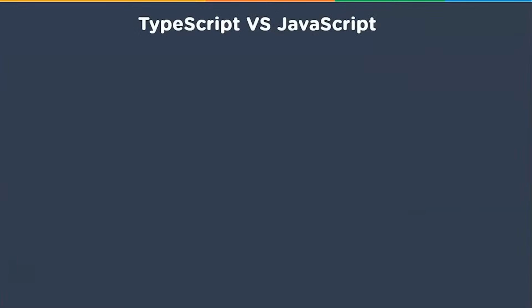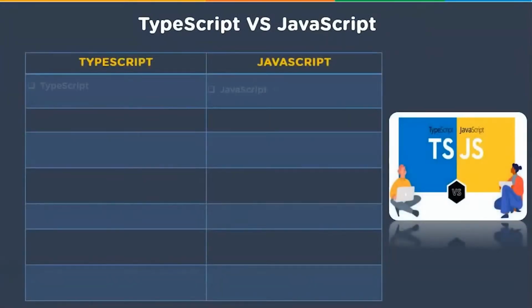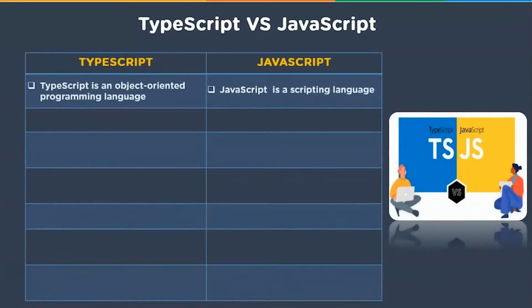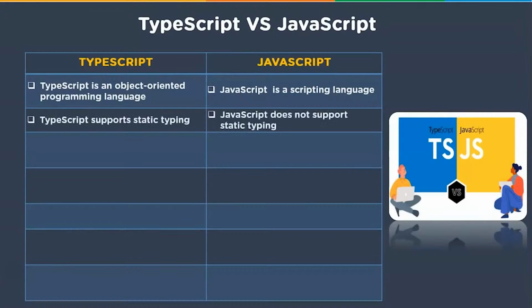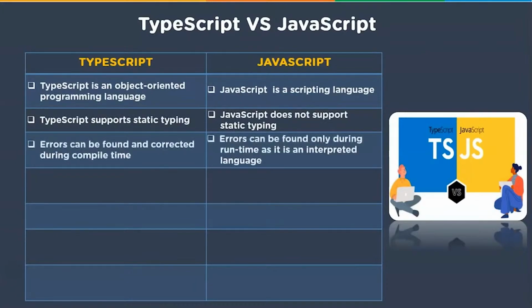Now let us look at the difference between TypeScript versus JavaScript. TypeScript is an object-oriented programming language, whereas JavaScript is a scripting language. TypeScript supports static typing, whereas JavaScript does not support static typing. Errors can be found and corrected during compile time. In JavaScript, errors can be found only during runtime as it is an interpreted language.